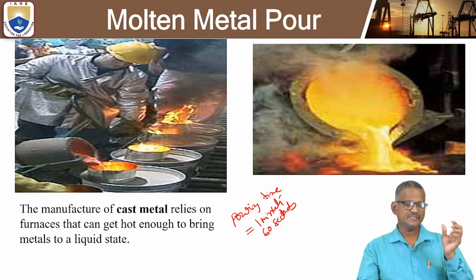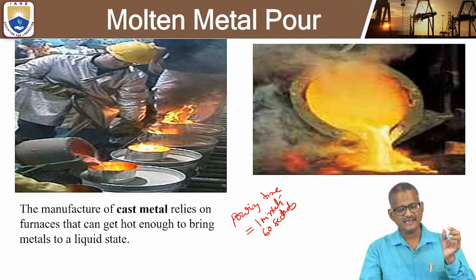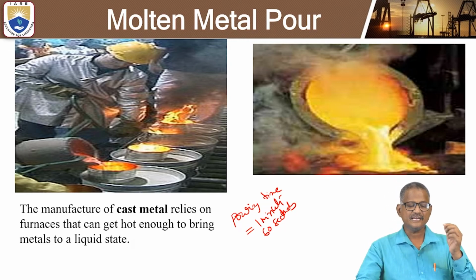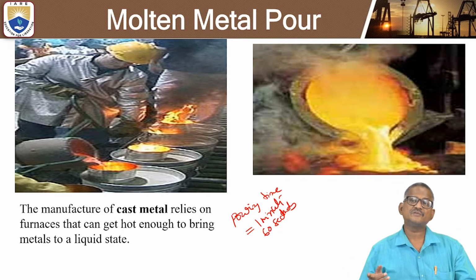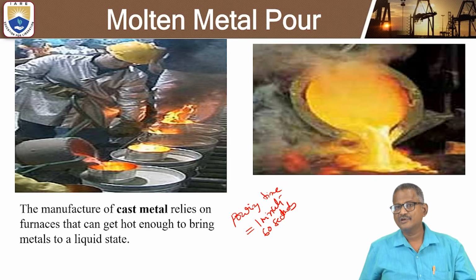So that's why the manufacturing of cast metal relies on furnaces that can get hot enough to bring the metals to a liquid state. Hot enough to bring the metal to a liquid state. This is called the molten metal pour.